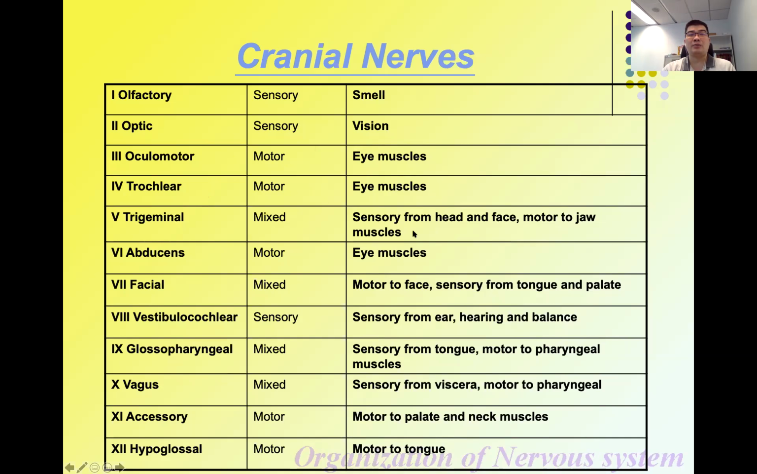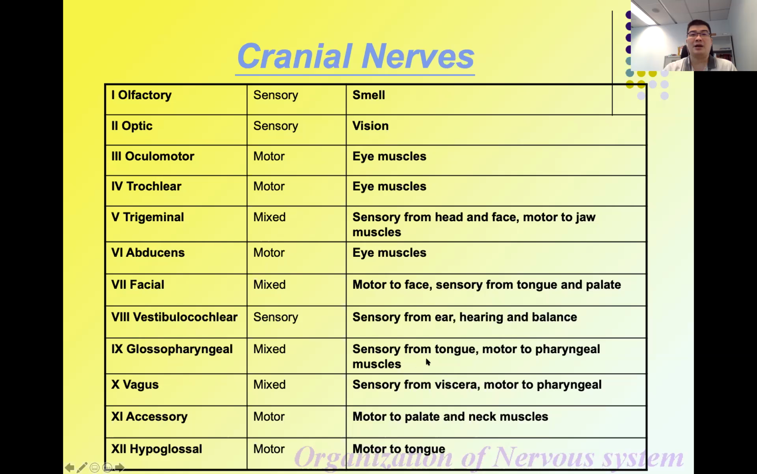The trigeminal is a mix: you can see sensory from the head and the face, and motor to the jaw and muscle. There are 3 pairs of nerves that control the eye muscles. The facial nerve gives motor to the face and sensory from the tongue and palate, the upper part of the mouth. Then the vestibulocochlear is sensory: your hearing is from that nerve.